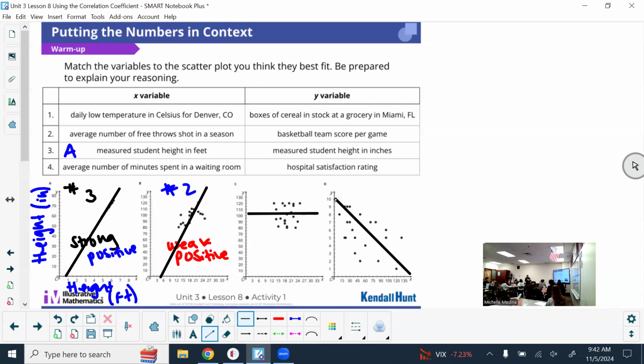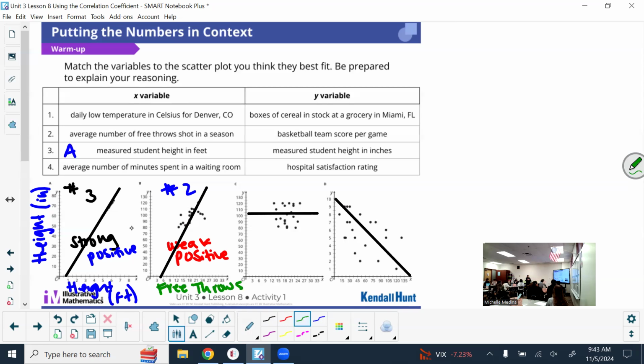For the most part, it looks like they're going down. I mean, not all of them, but for the most part, you can kind of tell it's going down from left to right. So seeing B paired with number 2, that one says the average number of free throws shot in a season.